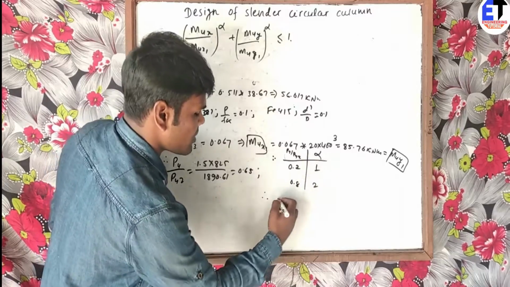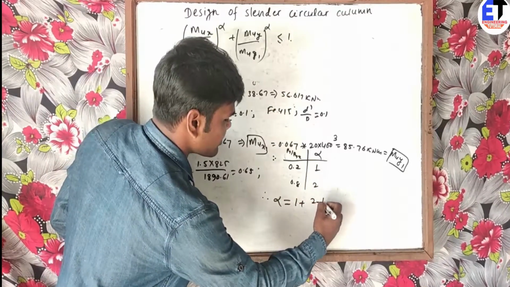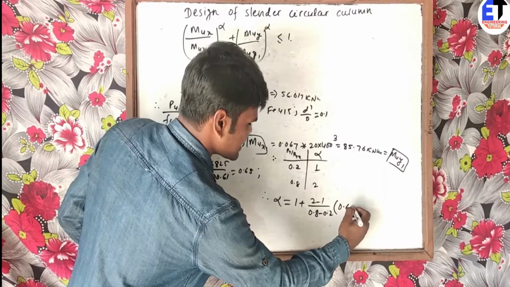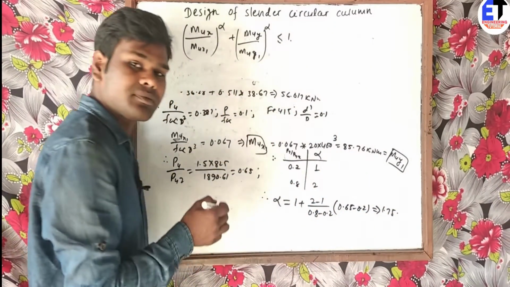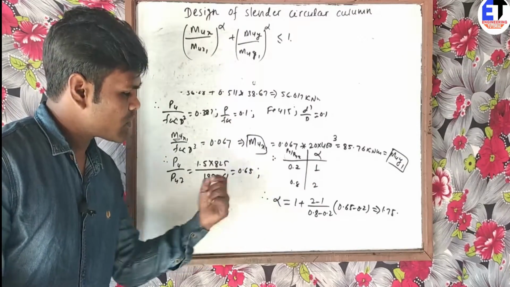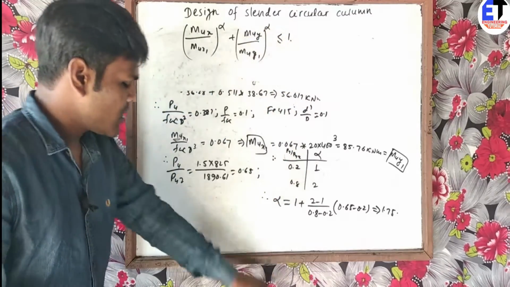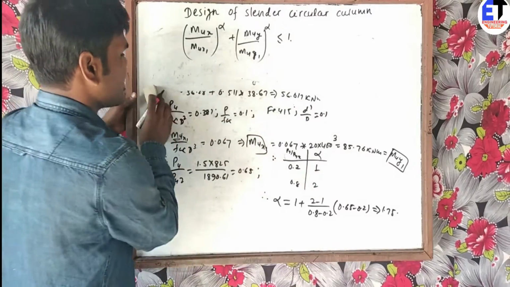We can calculate the value of alpha like this. Alpha is equal to 1 plus 1 divided by 0.8 minus 0.2, times 0.65 minus 0.2, which is equal to 1.75. So the value of alpha we have calculated. Put this value in this expression, and we can determine whether our assumption is correct or not.